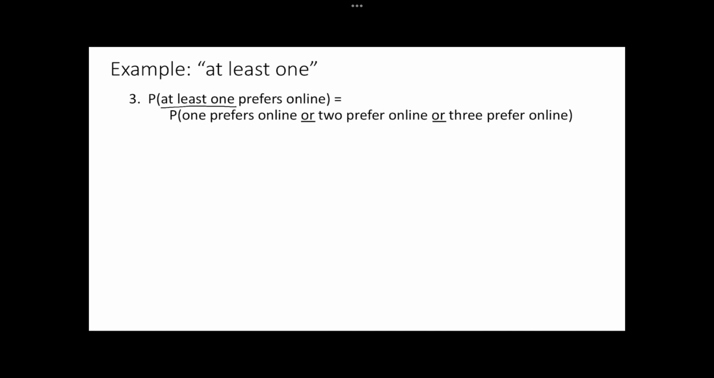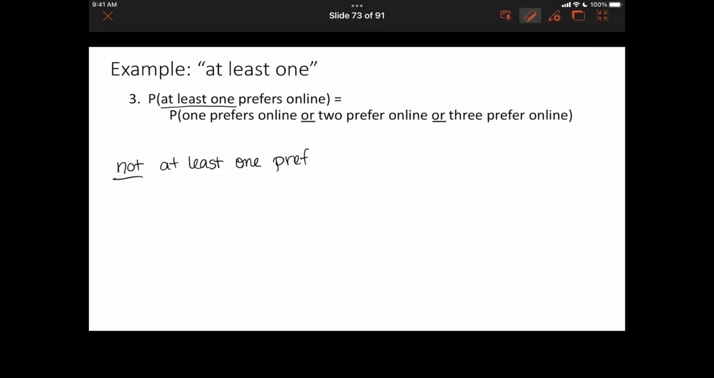So instead, what we want to do is think about this in terms of the complement. So what does it mean if I say not at least one prefers online? Let me correct my spelling here. Well, if not at least one prefers online, that means that no one prefers online. So not at least one always means none. So this says none prefers online.